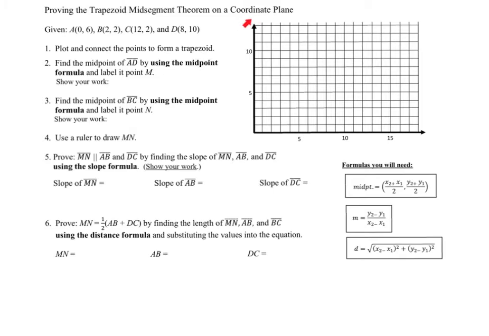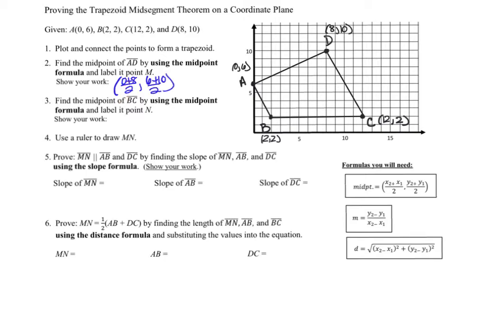Now we're going to use a coordinate plane to prove that the trapezoid midsegment theorem works. So first, let's graph the trapezoid. Next, we're going to find the midpoint of AD using the midpoint formula and label it point M. Remember, the midpoint formula is when we add the x's together, divide by 2, and do the same with the y's. So for AD, we're going to add 0 plus 8 divided by 2, and then 6 plus 10 divided by 2.